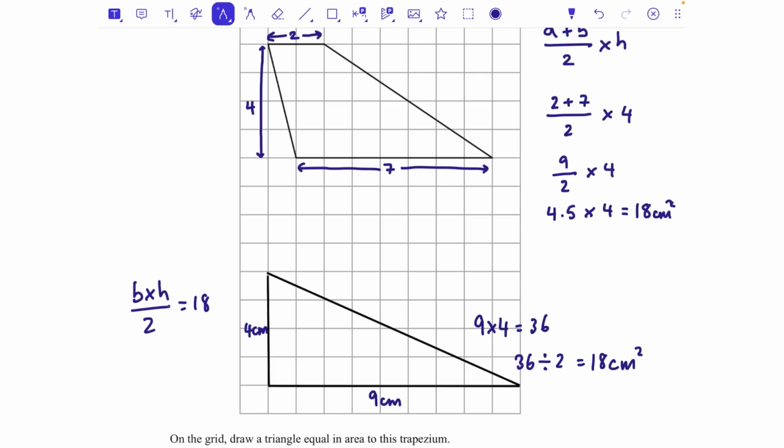Lots of answers there though. You could have done one that's 6 wide and 6 tall, lots of different answers. As long as when you do base times height divided by 2, you got 18, that would have been correct.